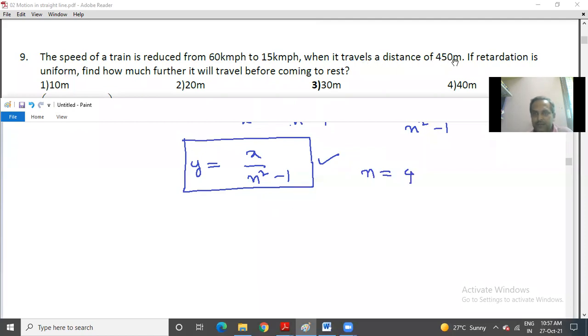When it travels a distance of 450 meters, if the retardation is uniform, find how much further distance it travels before it comes to rest. So y is equal to x, which as per the question is 450, divided by n square minus 1. The speed is reduced 4 times, so n is 4, which means n square will be 16, minus 1. Therefore 450 by 15. 15 times 30 is 450, so it will be 30 meters. So the third option is correct.